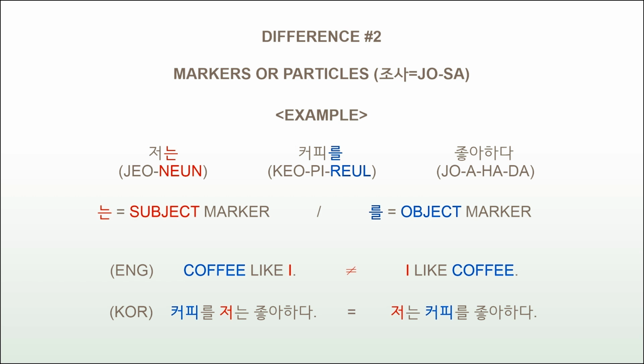Of course, this sentence is grammatically incorrect, but people can still understand what you are trying to say. So we say, 저는 커피를 좋아하다. But unfortunately, the sentence is still not correct because the verb needs to be conjugated.